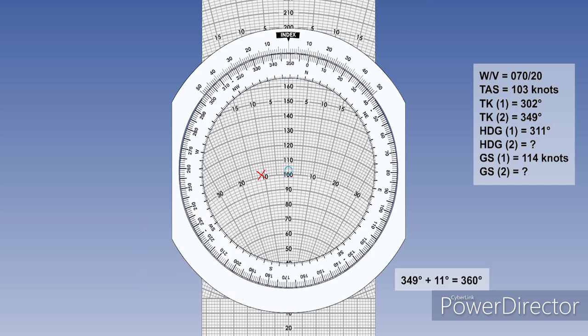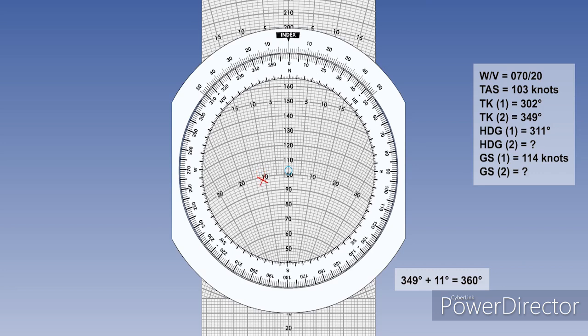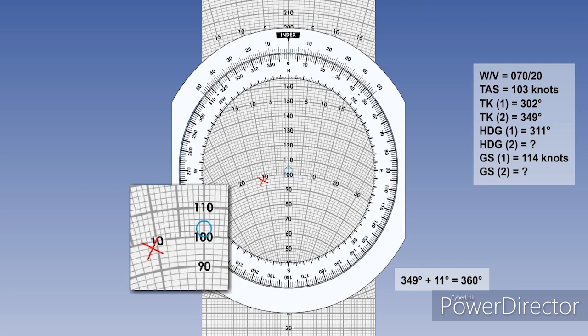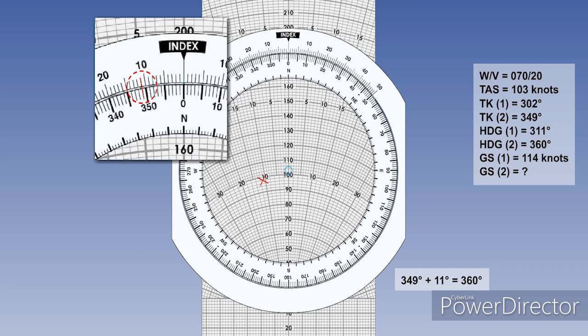Add that amount of drift to the required track, which will give you a notional heading of 360 degrees. Then move the window to put 360 degrees against the index mark. You'll notice that, though you've moved the window, the wind mark remains nearest to the 11-degree port drift line. Thus, 360 degrees is the heading we must fly to achieve the required track of 349 degrees. As a check, you can see from the drift scale that our required track of 349 degrees appears next to the 11-degree port drift line.